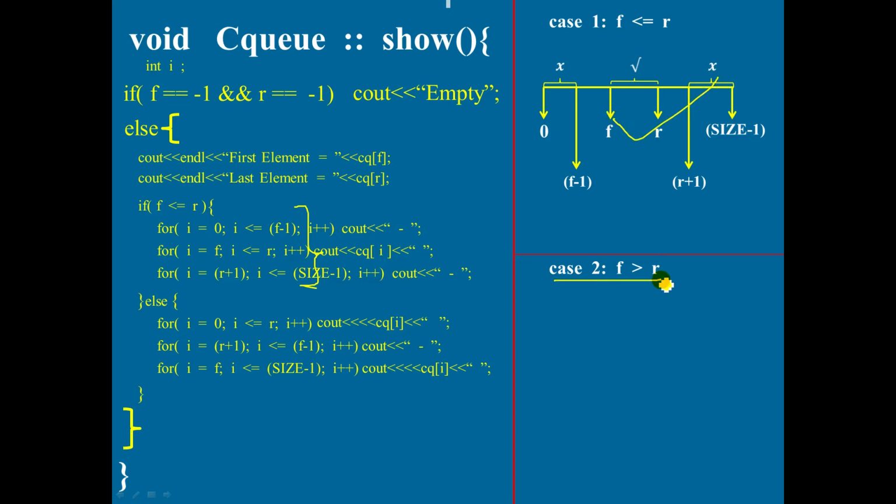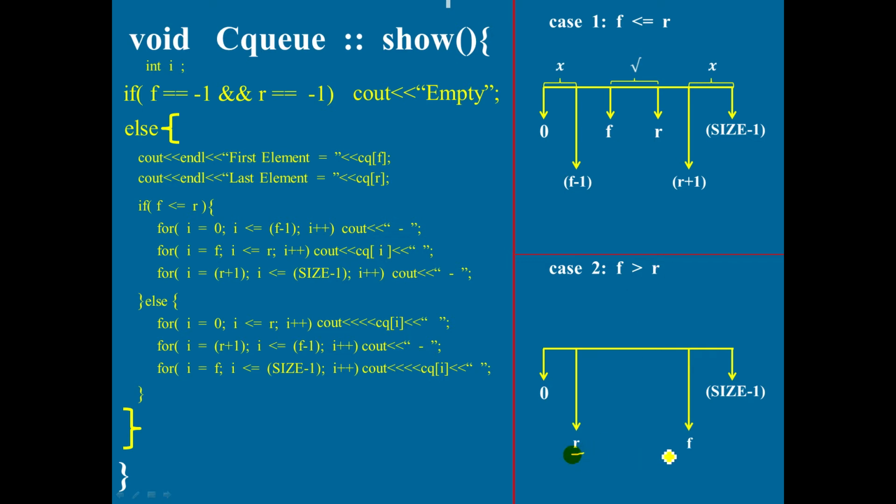Similarly for the else part, f greater than r, let me draw the number line. The starting point is 0, the ending point is upper bound. Here f is greater than r or r is less than f. So r comes first, followed by f. Now if this point is r, this is r + 1. If this point is f, this is f - 1. Now elements are always from first to last, which means here elements are there, here also elements are there, and here elements will not be there.